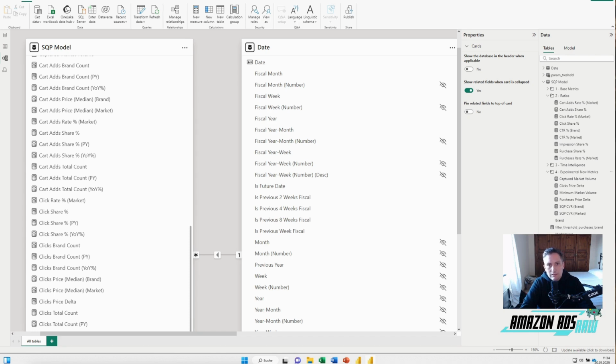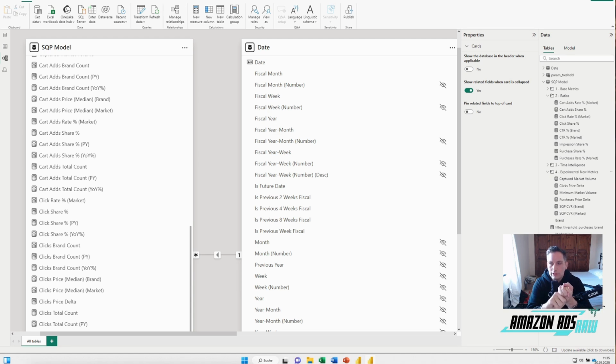So let's start with the main things. SQP comes in multiple avenues. It comes in a brand level report that has 1,000 rows per week. It comes in an ASIN level report that has 100 rows per week per ASIN. And you can download the SQP data on a weekly level. You can download it on a monthly level or quarterly, or I'm not sure if yearly is available. So there are multiple ways you can download SQP data.